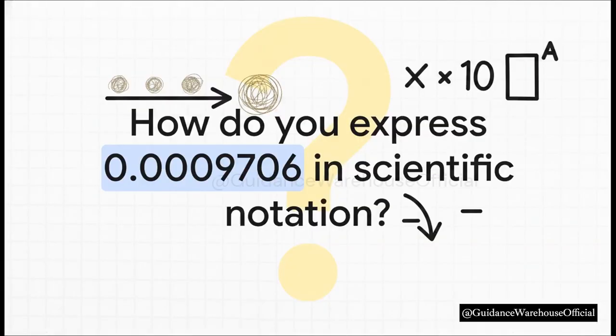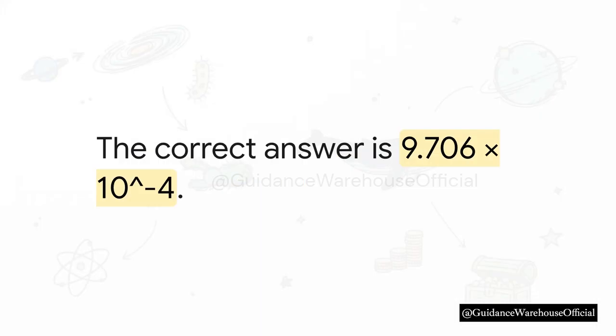Time for another quick test. Try your hand at this microscopic number. How do you express 0.0009706 in scientific notation? Think carefully here. Which direction does that decimal point need to move to grab a coefficient between 1 and 10? And the correct answer is 9.706 times 10 to the negative fourth power.